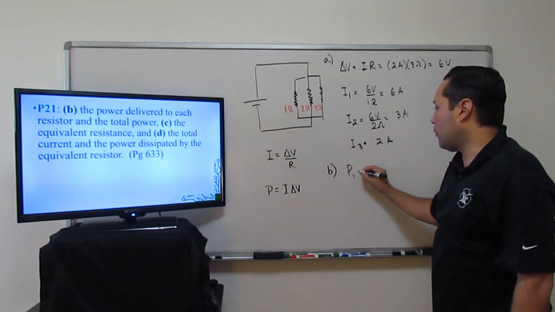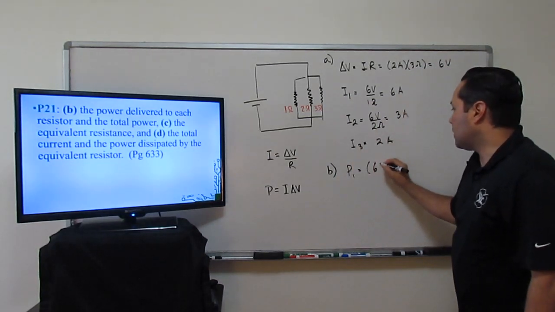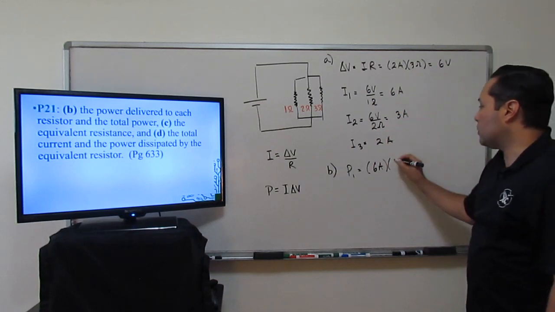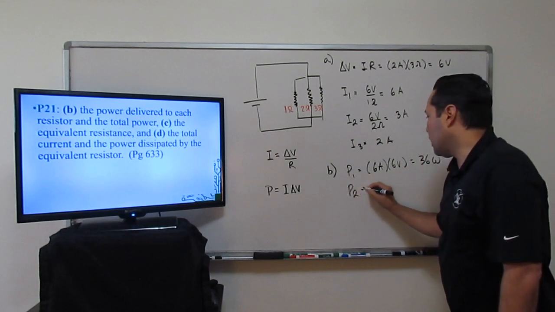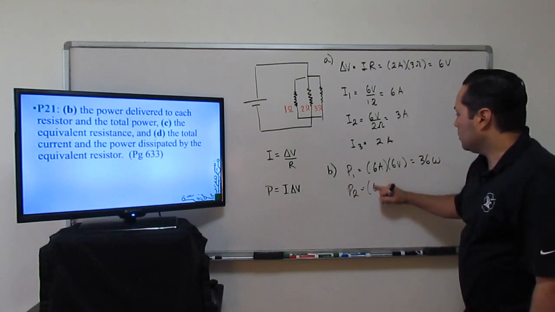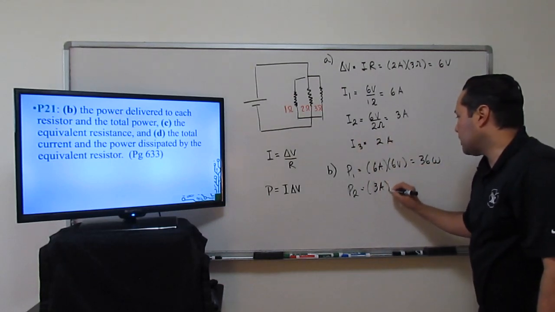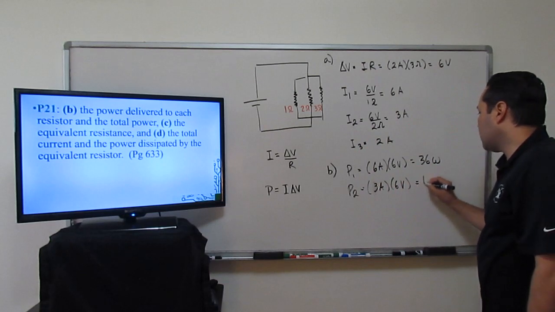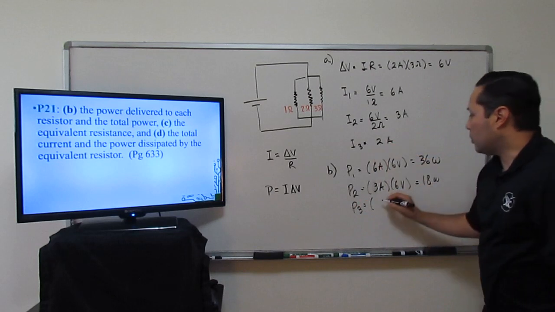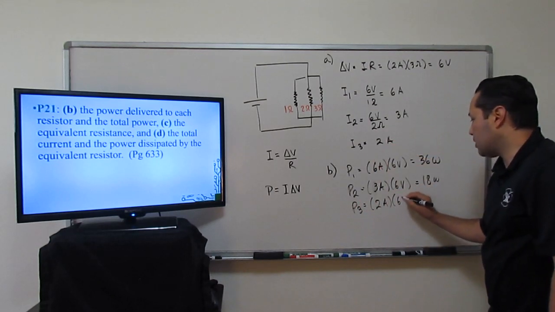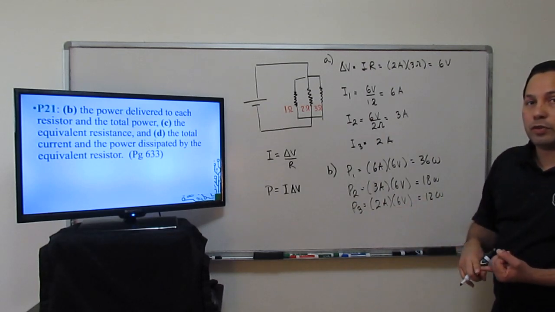All right, so power for the first resistor is I, the current, which is 6 amps, multiplied times the potential difference, which is 6 volts, so that's 36 watts. For number 2, it is actually 3 amps multiplied times 6 volts, so that gives us 18 watts. And finally, the power for number 3 is 2 amps multiplied times 6 volts, so that gives us 12 watts. All right, so that is the power for each of the resistors.